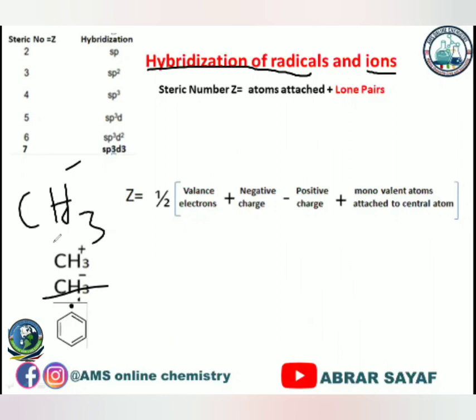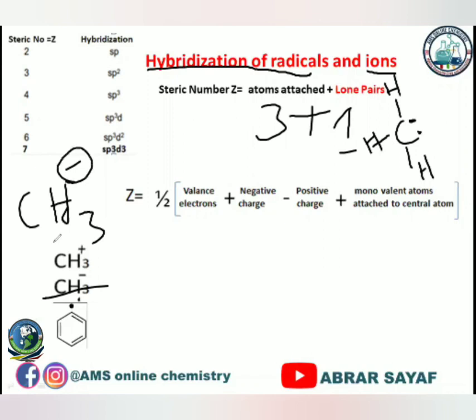If we look at this ion, there are 3 atoms attached, and the carbon has one lone pair. How does the carbon have one lone pair? There are 3 hydrogens attached, while one of its electrons has not been involved in the bonding, and second, it has gained another electron. That is why there is a negative charge. So these 2 electrons are acting as a lone pair. So 3 plus 1 is equal to 4.